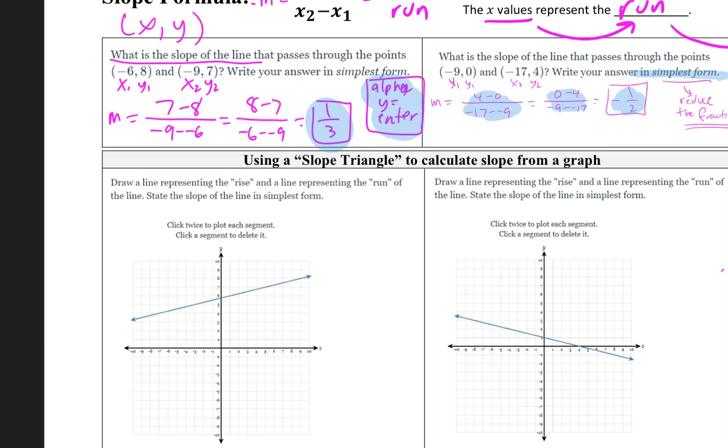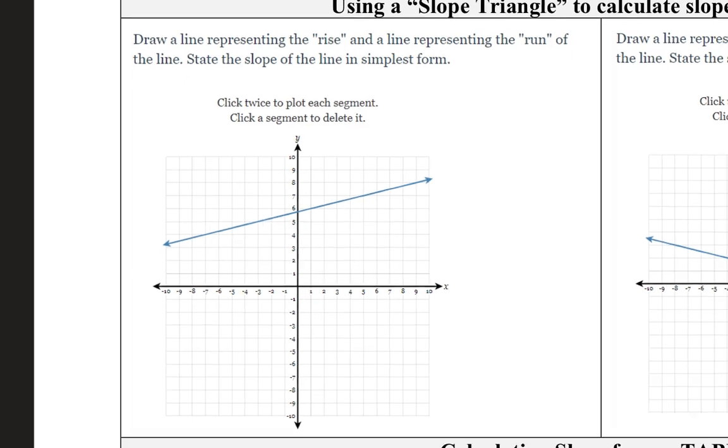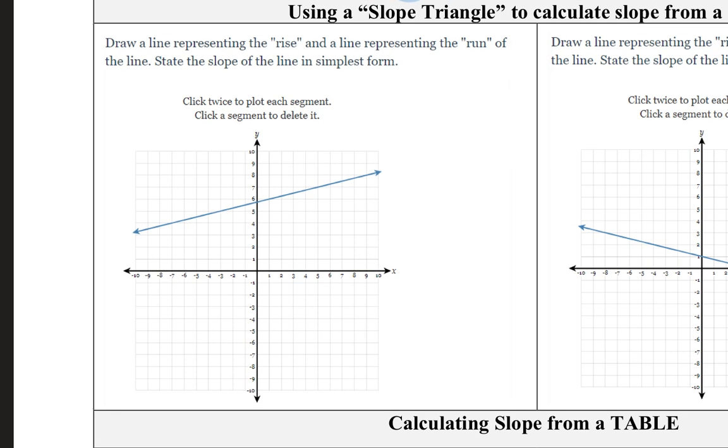Next, we're going to calculate slope from a graph. We talked about how to calculate the slope with 2 points. Now we're going to say if we have a graph. This is a Delta Math practice. We're going to walk through how to do it, how to type it in as well, and at the end of the lesson we'll go over that as well. Draw a line representing the rise and a line representing the run. State the slope in simplest form.